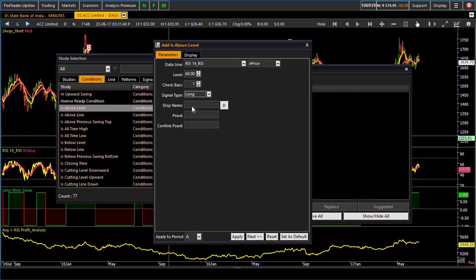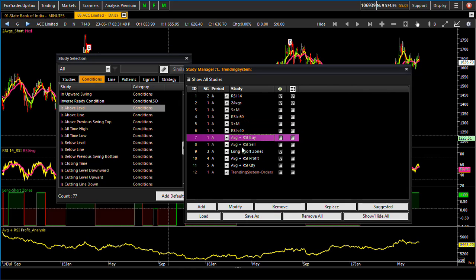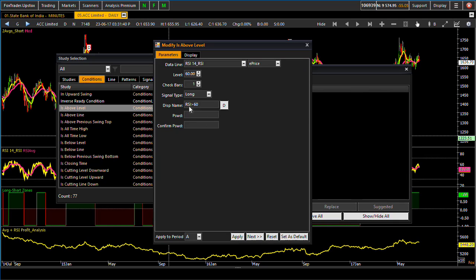Then it becomes a long position to me. And in display name, you can put any of your desired names so that you understand what exactly these conditions are, because you must be plotting n number of conditions into one study. So you should know which condition is what. So for that, we use a display name box, right?